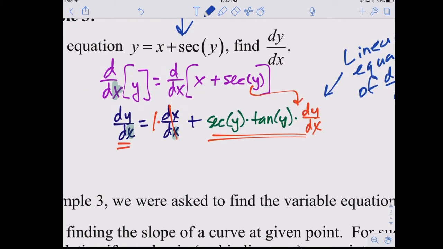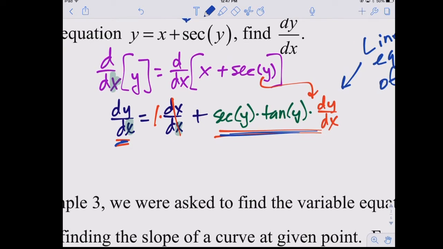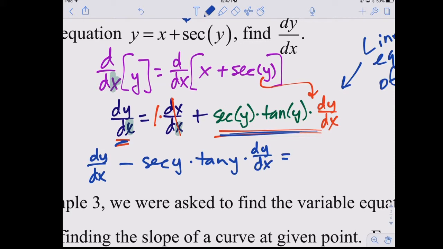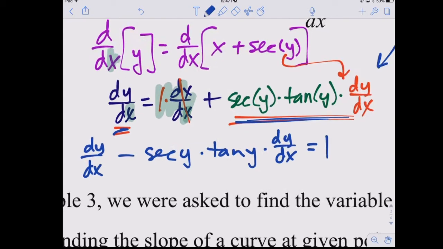And the way we do that algebraically is we get our terms, and again, we have 2 of them here on the same side. So I'm going to show multiple steps here. dy/dx is on the left, minus secant y times tangent y times dy/dx, or y prime if you're careful. And what does that leave on the right-hand side? It leaves, no, be careful. It leaves the 1, the dx/dx, which is 1.